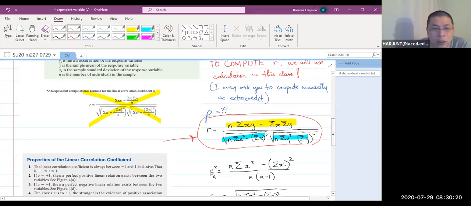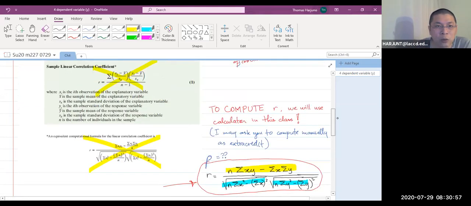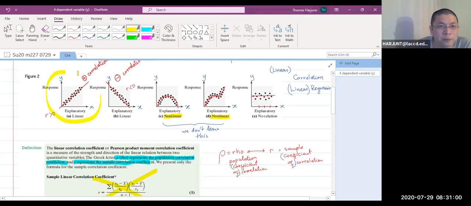Now, next, the properties of the linear correlation coefficient. The first one, I think the most important one, is that R is between negative 1 and 1. R equals positive 1 means a perfect positive linear correlation, and R equals negative 1 if it is negative. The closer R is to positive 1, the stronger the evidence of positive association. Now, what is positive association, Thomas? Positive association is like the one we have here. If the independent variable increases, then the dependent variable also increases. Positive slope.